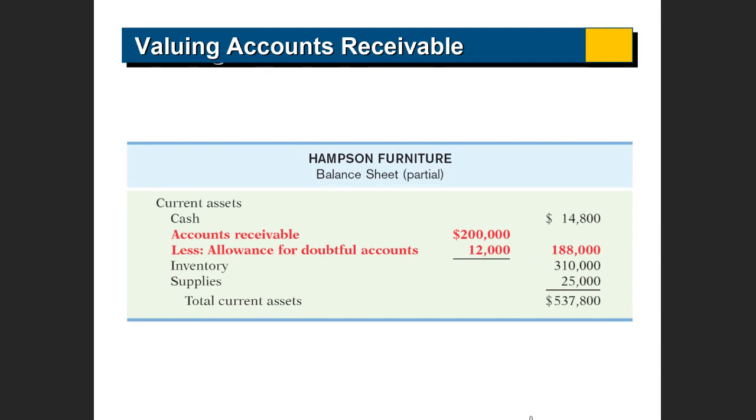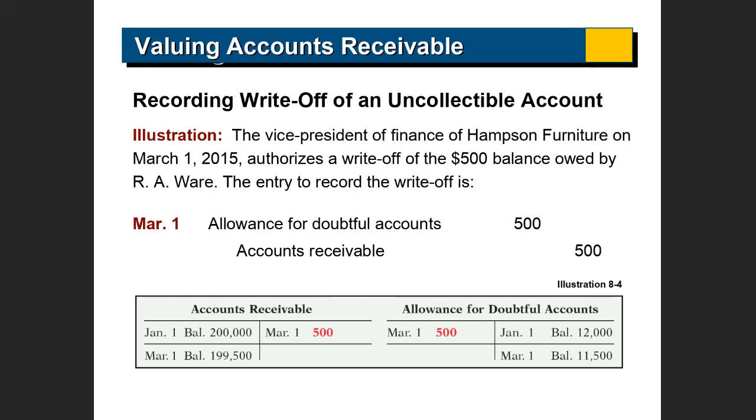Now, if we are going to write this off, the Vice President of Finance authorizes a write-off of 500 owed by RAW Ware. So now you see, the way this happens is we had estimated $12,000 as doubtful. So we said a $12,000 amount out of 200,000 is doubtful.